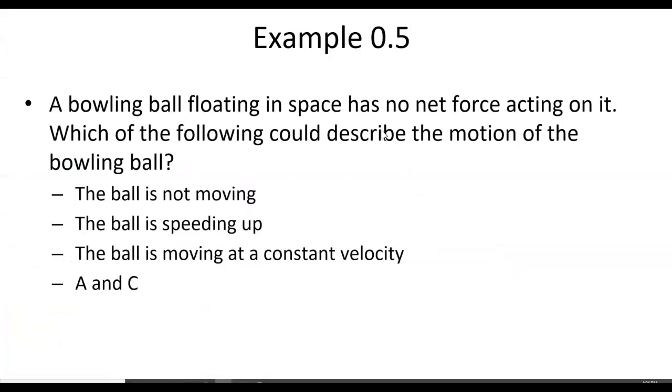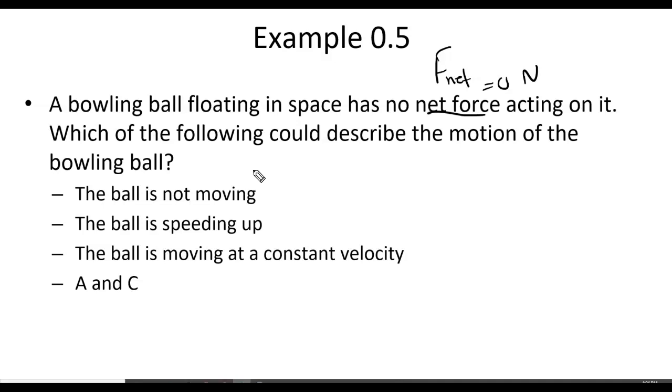Example 0.5: a bowling ball floating in space has no net force acting on it. By the way, when it says no net force, that's the same thing as writing F net equals 0. Which of the following could describe the motion of the bowling ball? Go back to your Newton's first law flowchart. What does it mean if the net force is equal to 0?